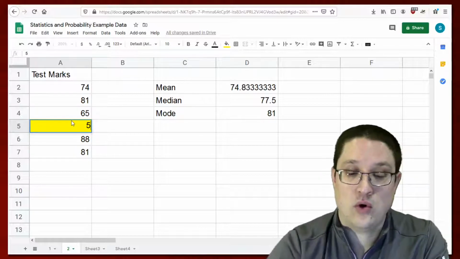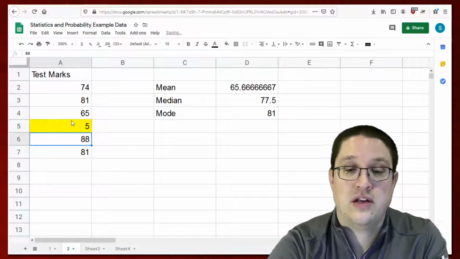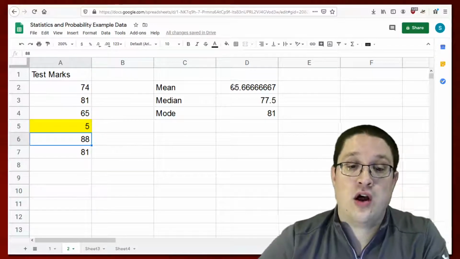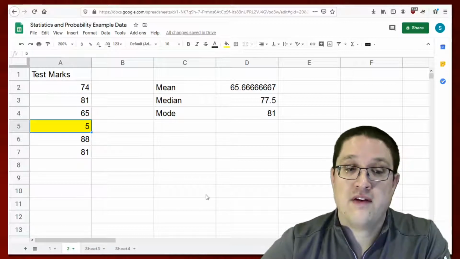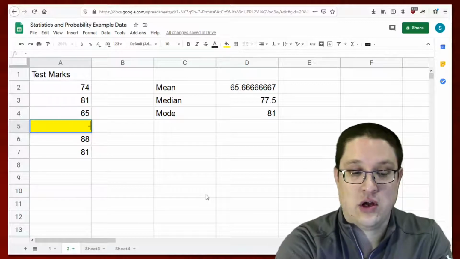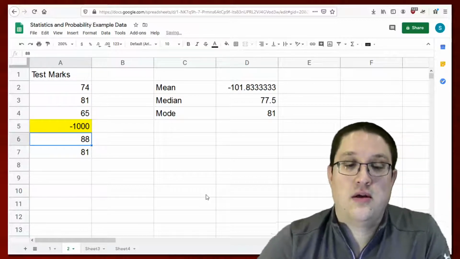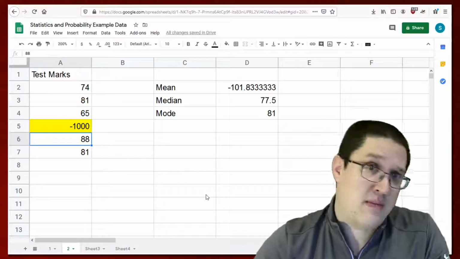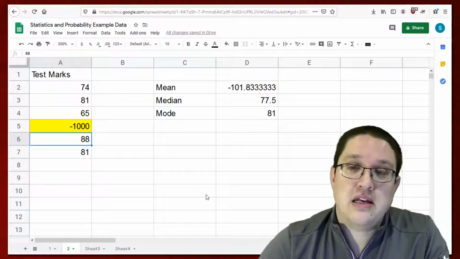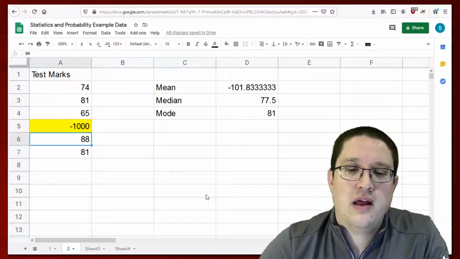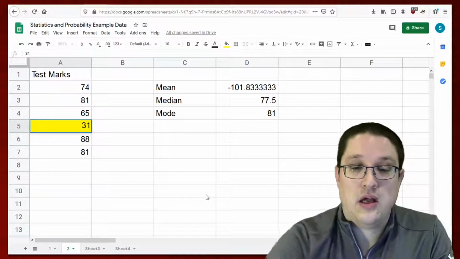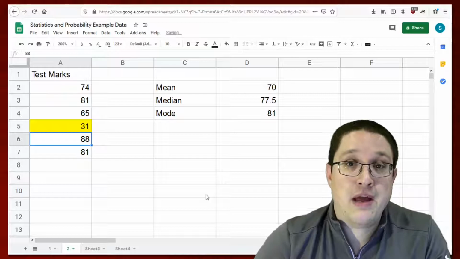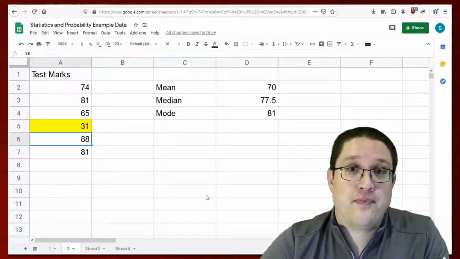Let's say you did even worse and got 5%. Notice it affects the mean, but it does not affect the median and the mode. So outliers affect the mean, but do not affect the median and the mode. In fact, if I make this something ridiculous, say you got negative 1,000 on that test, which I'd be impressed. Your mean is negative 100%, which is weird, but your median and your mode don't change. So sometimes your median and your mode can be a better description of a set of data.